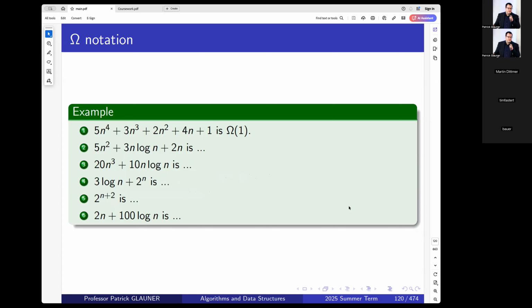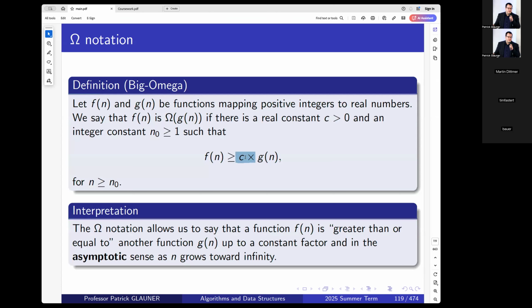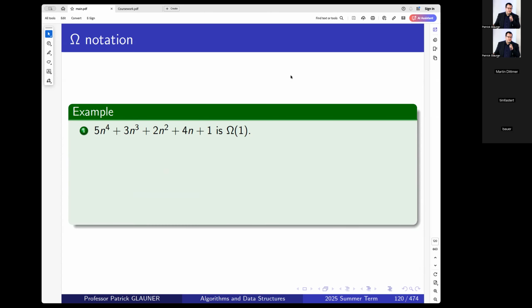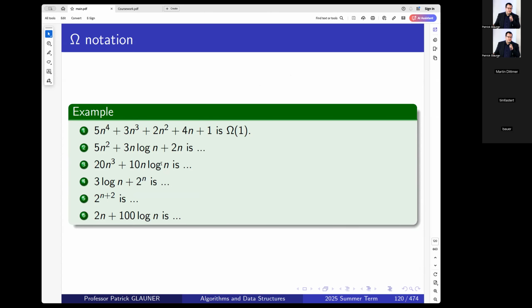Constants are always filtered out, because we have this C factor, and with that, this allows us to effectively ignore constants. And constants, computer specifically, maybe a computer is a bit more parallel than another one. We don't care about this because we only care about how this function grows based on n.